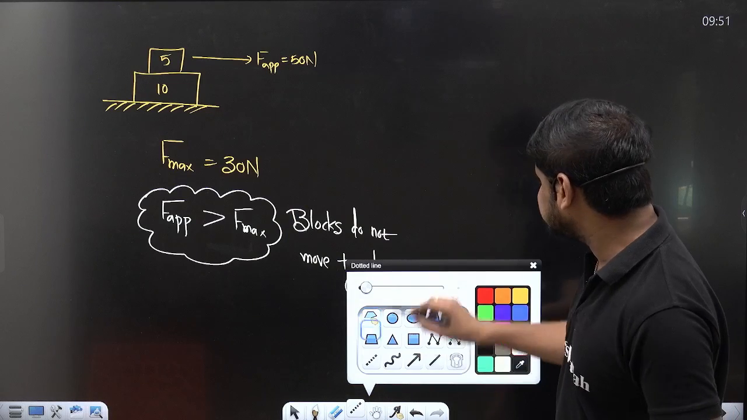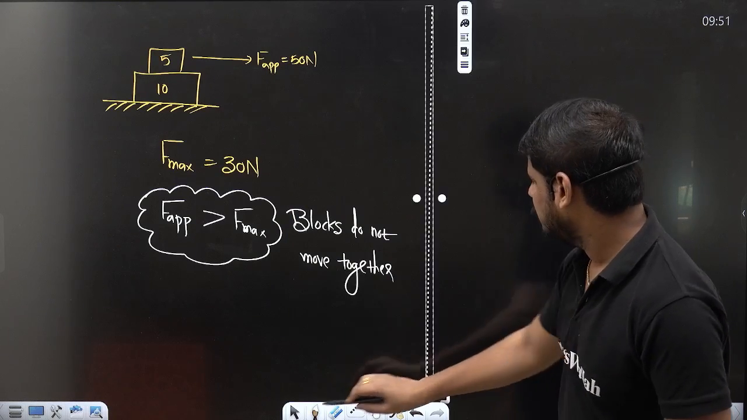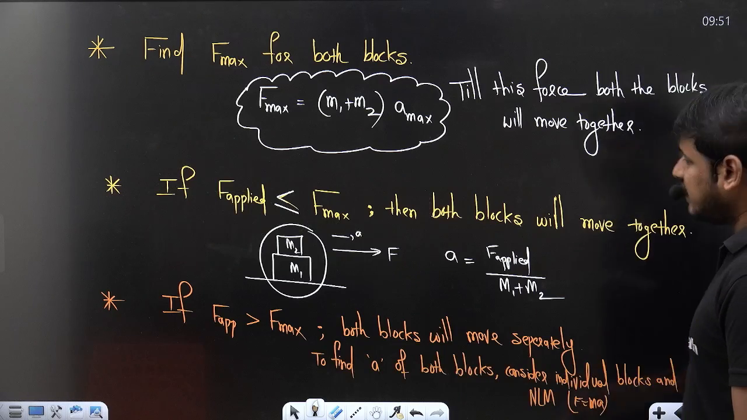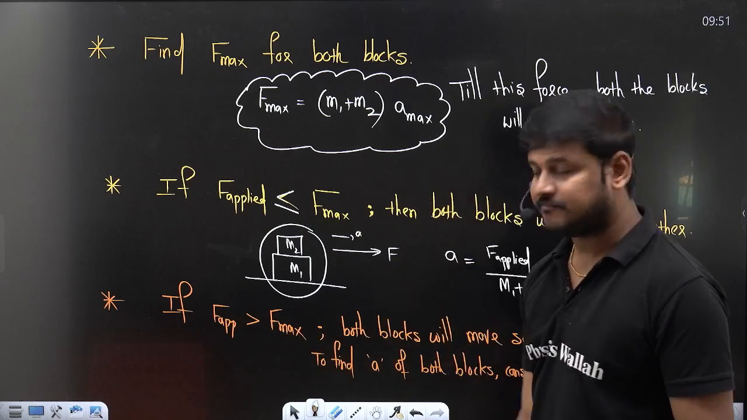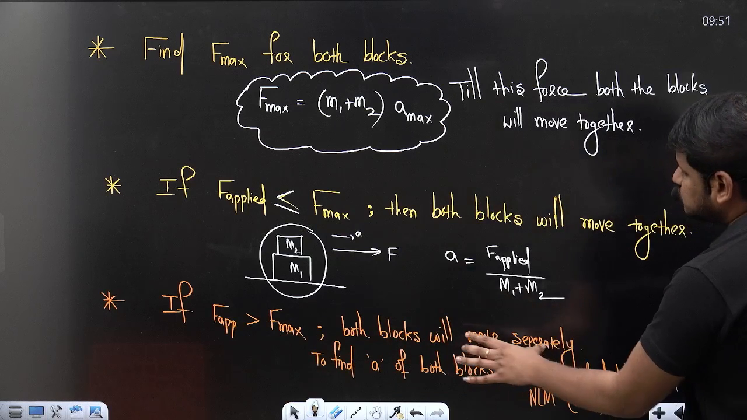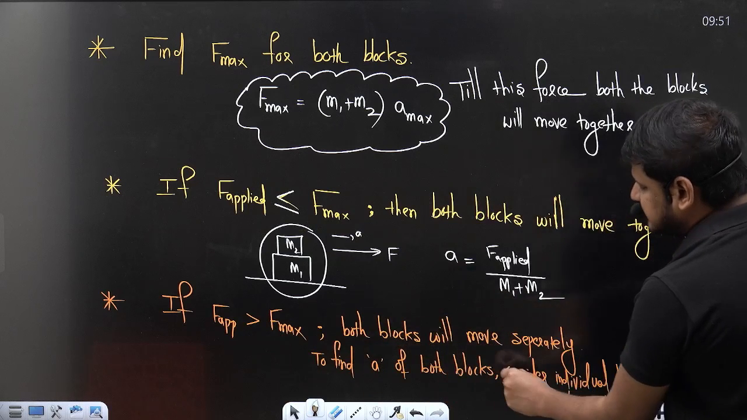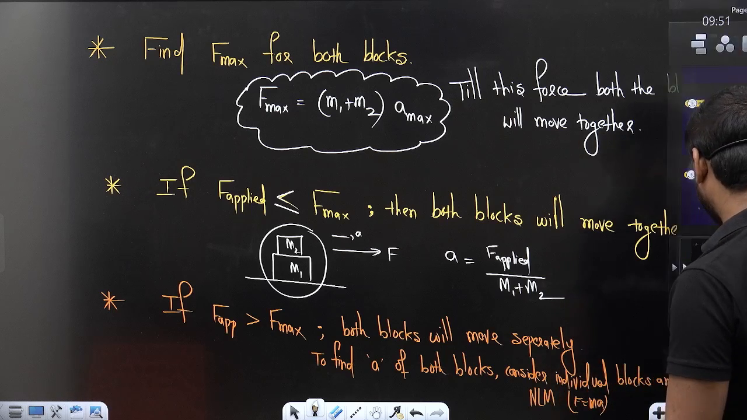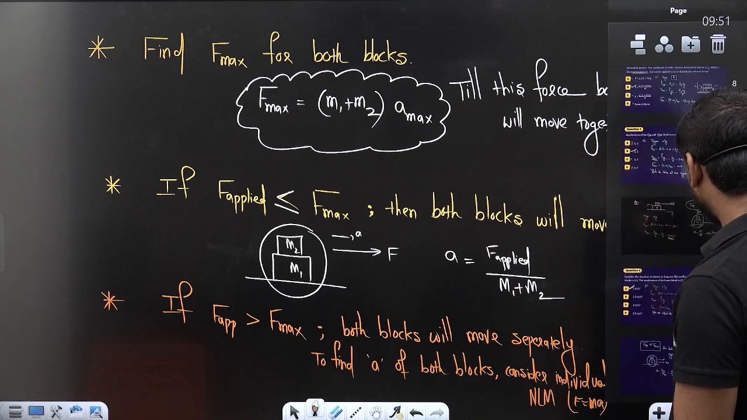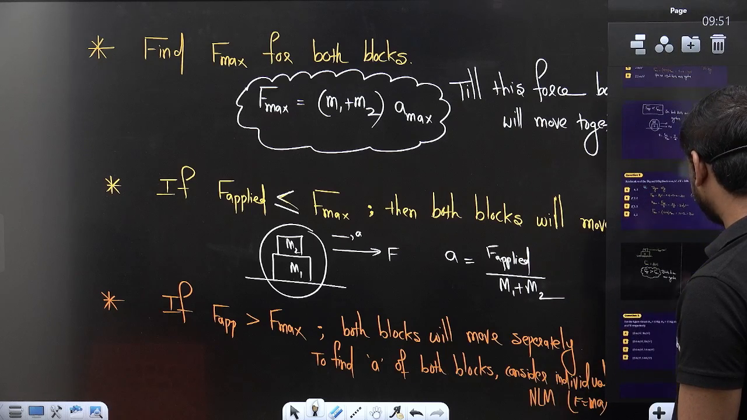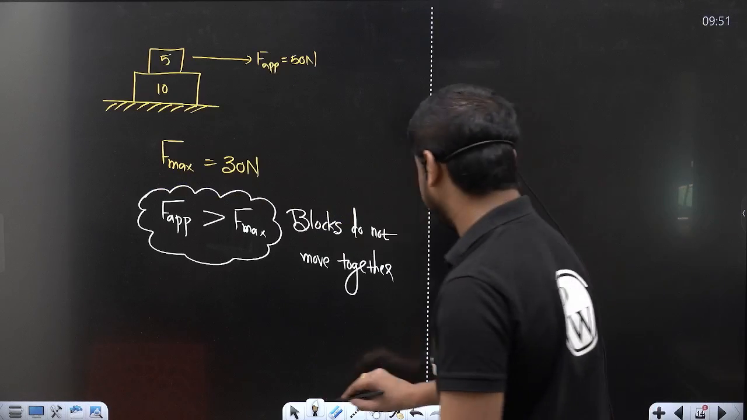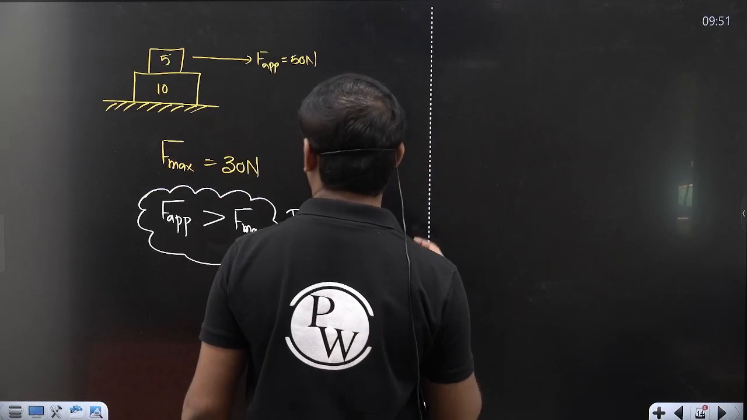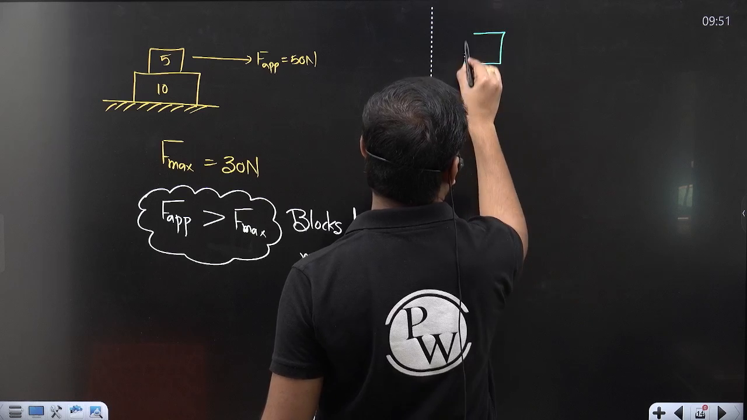Observe the sixth step. Where is the sixth step here? See, if F applied is greater than the F max, then both blocks will move separately. So to find the acceleration of both blocks, consider the individual blocks and apply Newton's law, NLM. Consider the 5 kg block first.